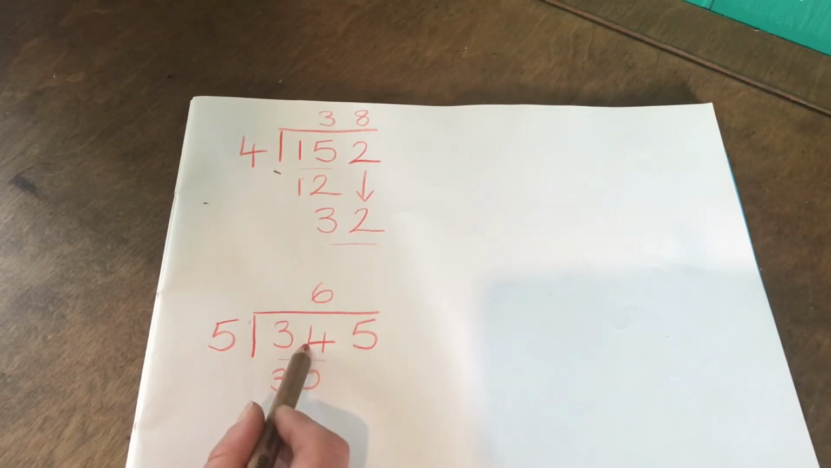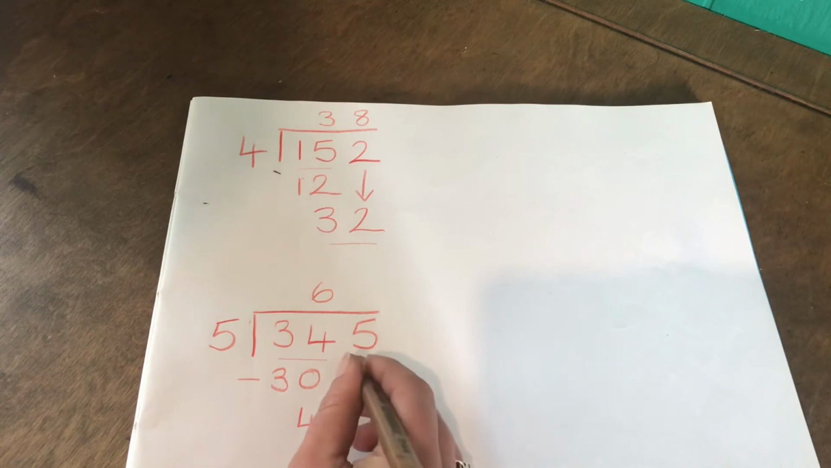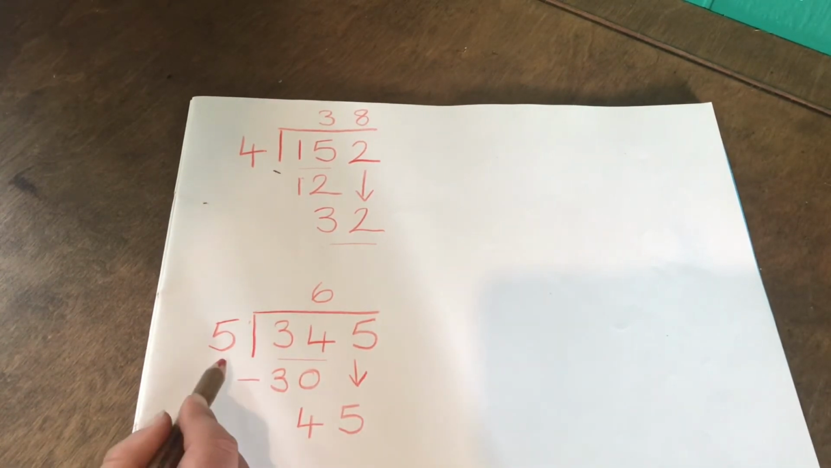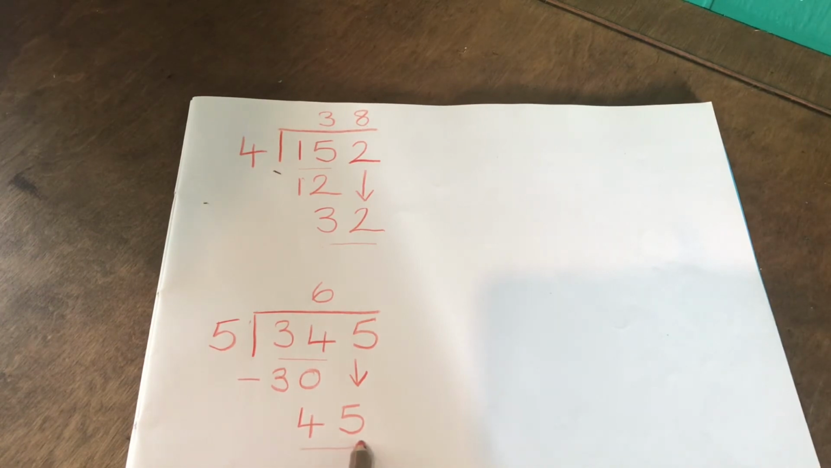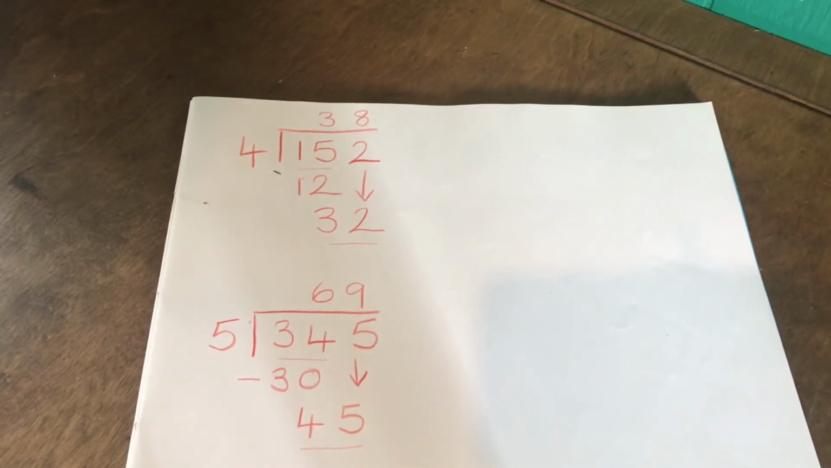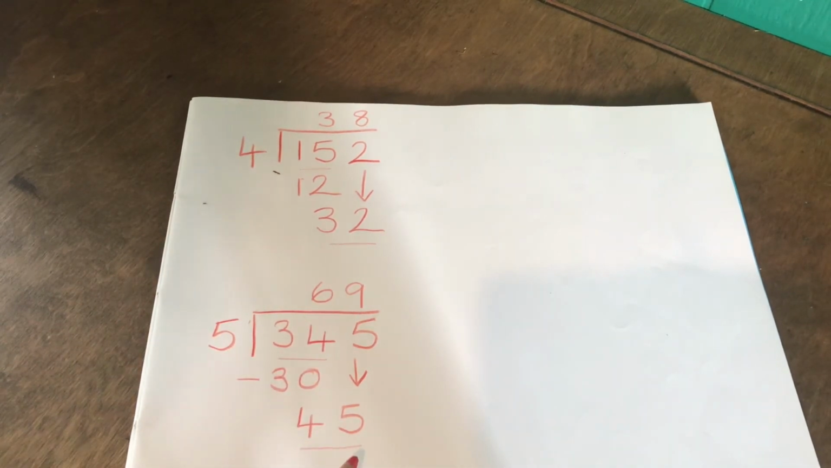So then 34 take away 30 equals 4. Then we bring down the next person at the bus stop. How many 5s are there in 45? There are 9 5s in 45. So now we have 345 divided by 5 equals 69.